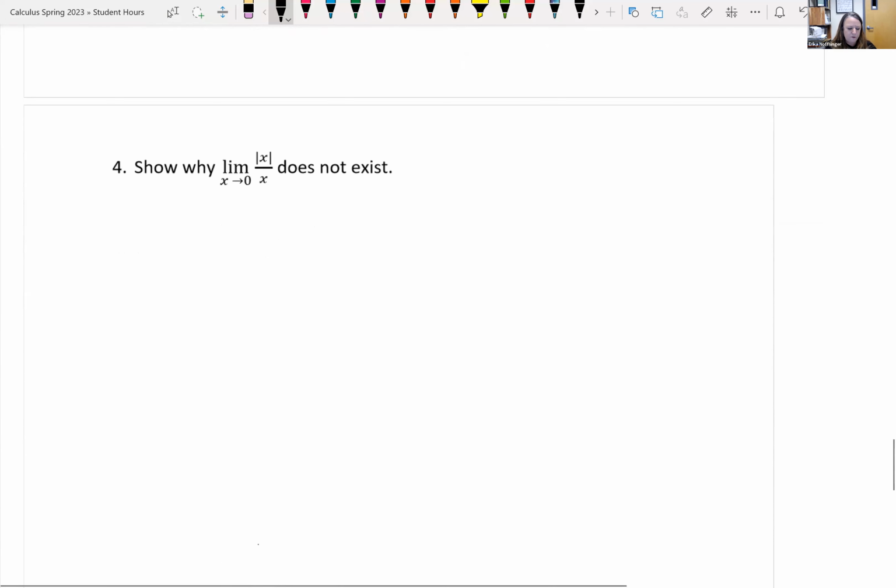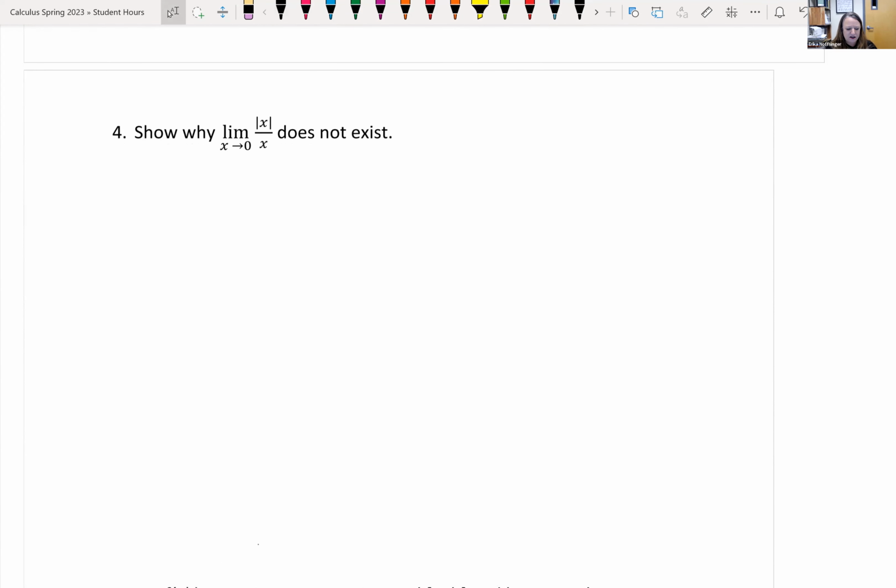Okay, so part 4, show why the limit as x goes to 0 of the absolute value of x over x does not exist. Well, if we did direct substitution, I would get the limit as x approaches 0 of the absolute value of x over x. This would be the absolute value of 0 over 0, which is 0 over 0. We got that indeterminate form that doesn't tell us anything. So we need to go back and manipulate this.